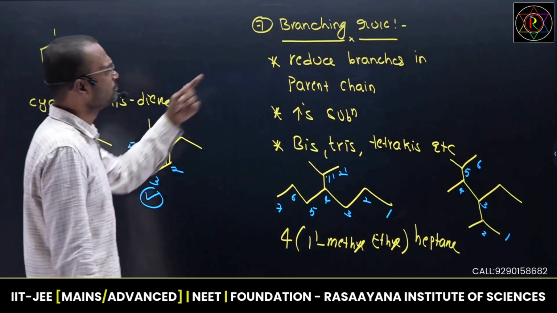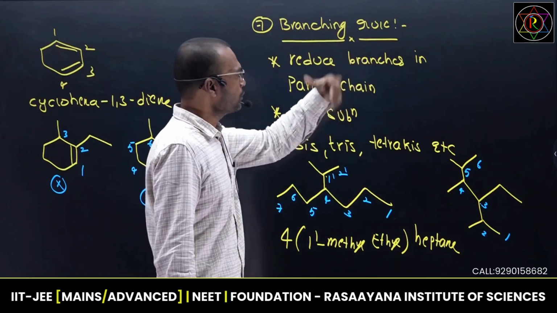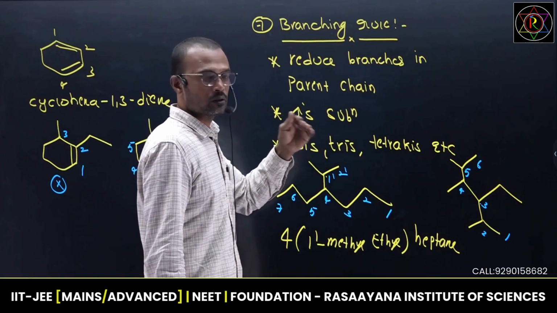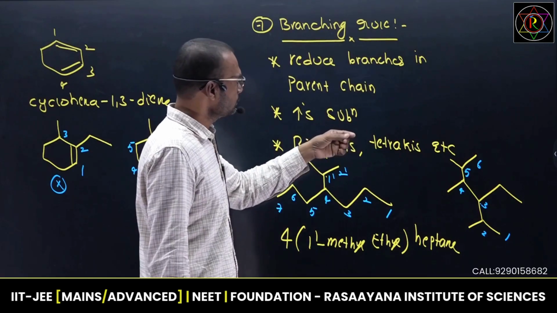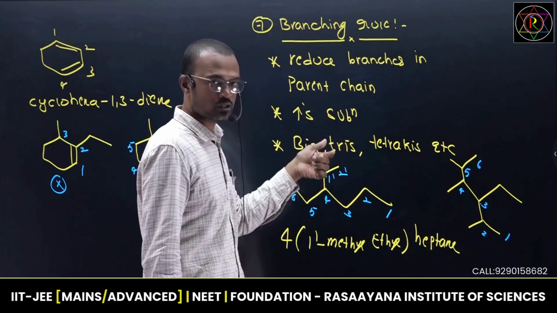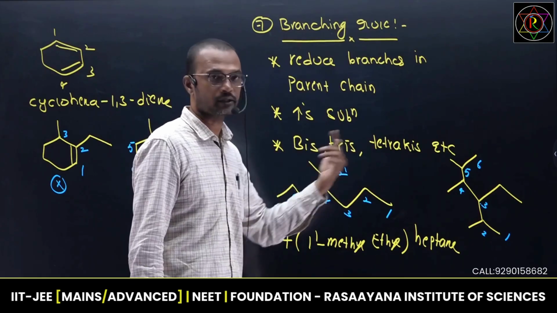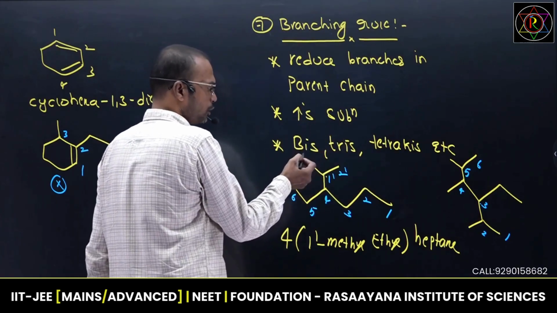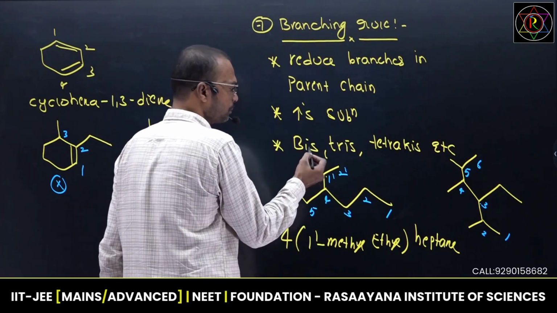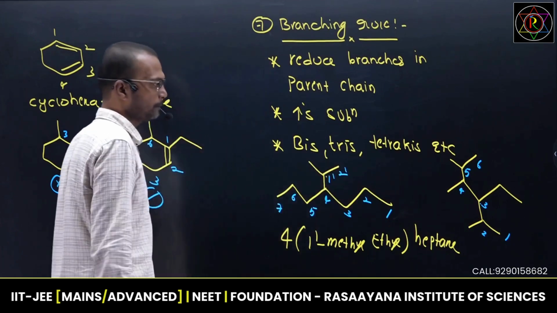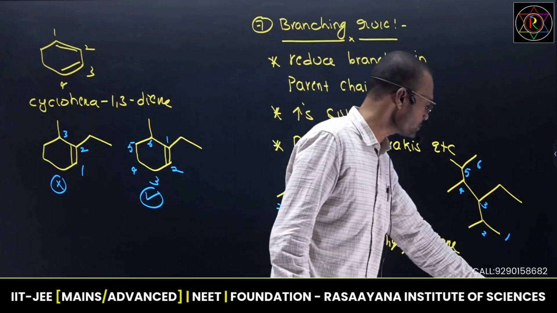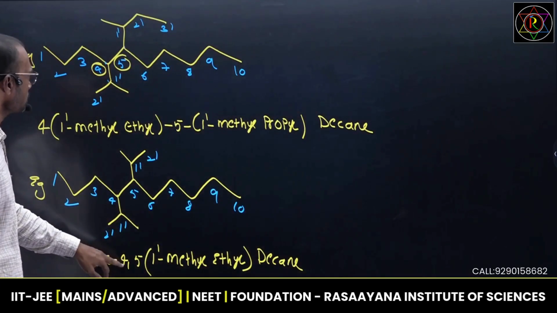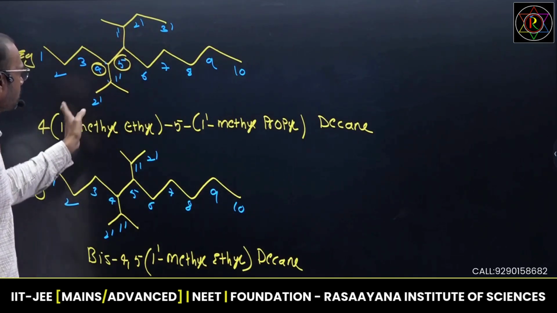Regularly they are asking. According to the branching rule, if any substitution carries additional substitutions, they are called branches. So simple branches are this one, and long chain branches will be there. Long chain branches means it is further connected. So always try to reduce branches and increase substitutions. If more than one identical branch is present, the words bis, tris, tetrakis will be applicable. Okay, these are the general applications of these two. Here two identical branches, that's why I'm using bis. These two are not identical, that's why I'm writing separately.